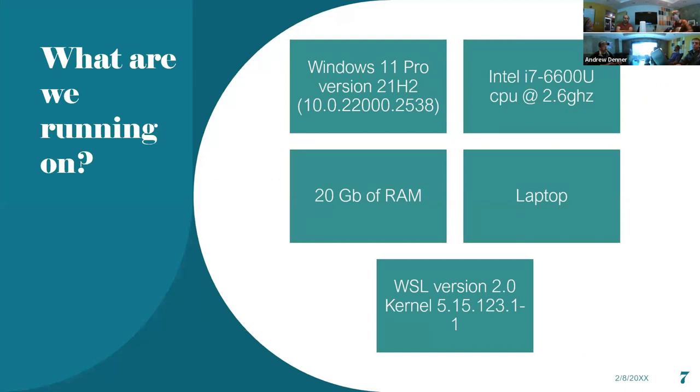So first, just a quick intro on what hardware we're running on here. This is Windows 11 Pro running version 21H2. It's an i7-6600U laptop CPU. And yes, I know Windows 11 and that CPU don't seem like they should work together, but hey, it does. It's running with 20 gigs of RAM, and the WSL version is 2.0.0.0, at least until we run the update command here, and I think there are two or three point releases that have happened since then. And it's running Linux kernel 5.15.123.1-1. We'll talk a little bit about that as well here.